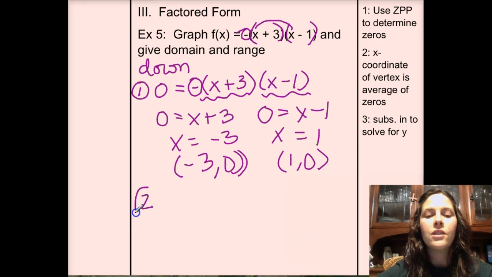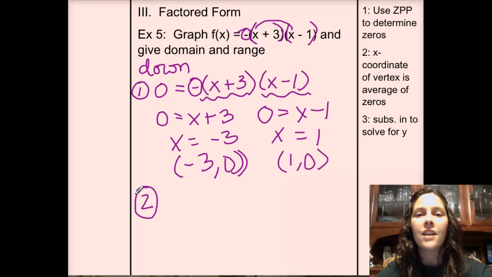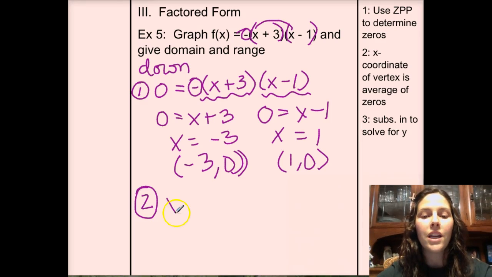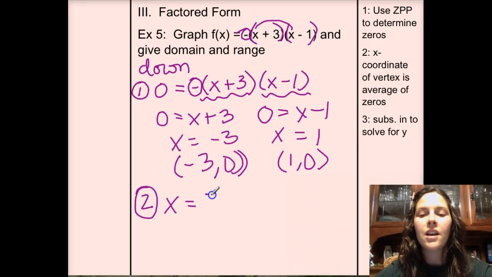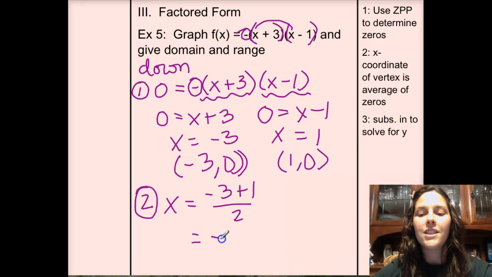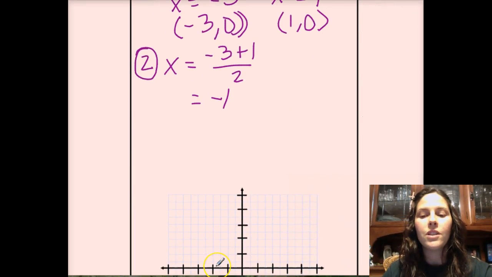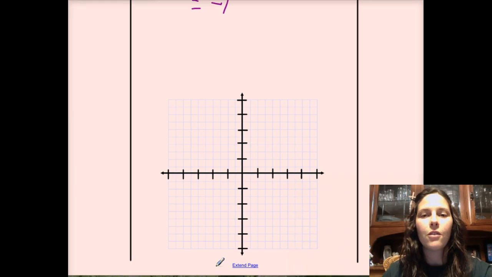After we have our zeros, we average them to find the x-coordinate of our vertex. Because parabolas are symmetric, our vertex will be halfway between any 2 points with the same y value. Obviously, our x-intercepts both have a y value of 0, so our vertex will be halfway between our two x-intercepts. So we take -3 plus 1 and divide by 2 to get our axis of symmetry, which in this case is -1.